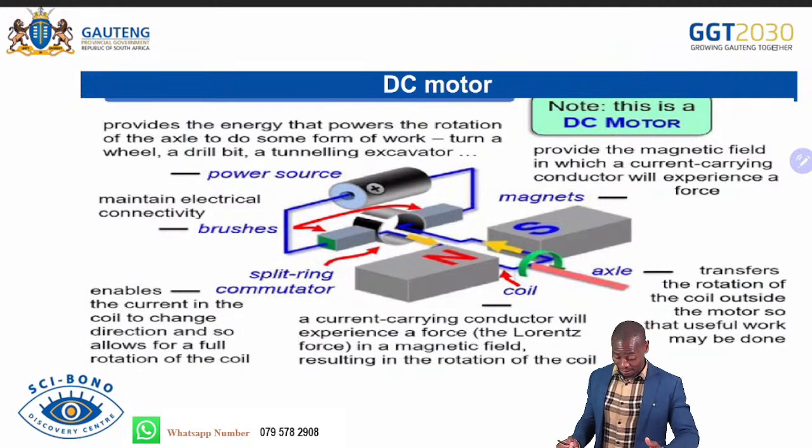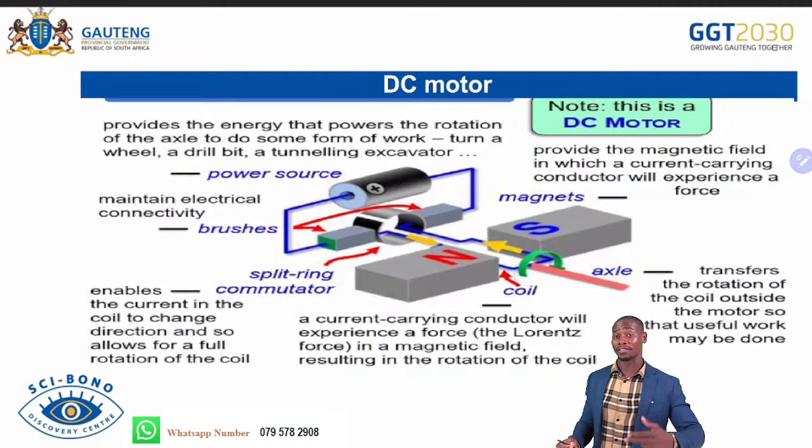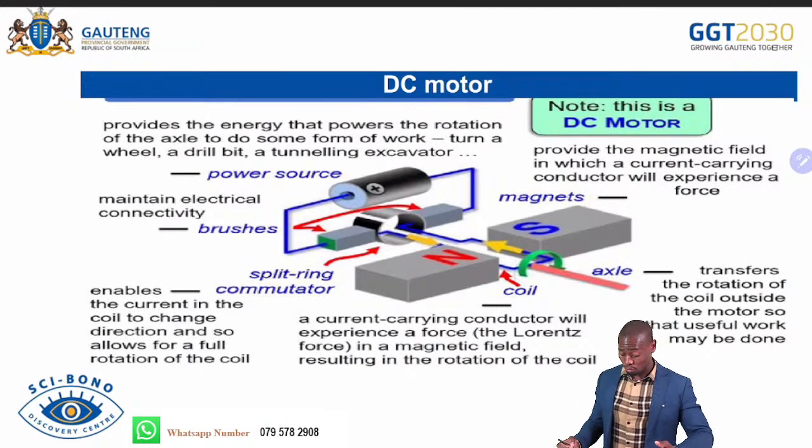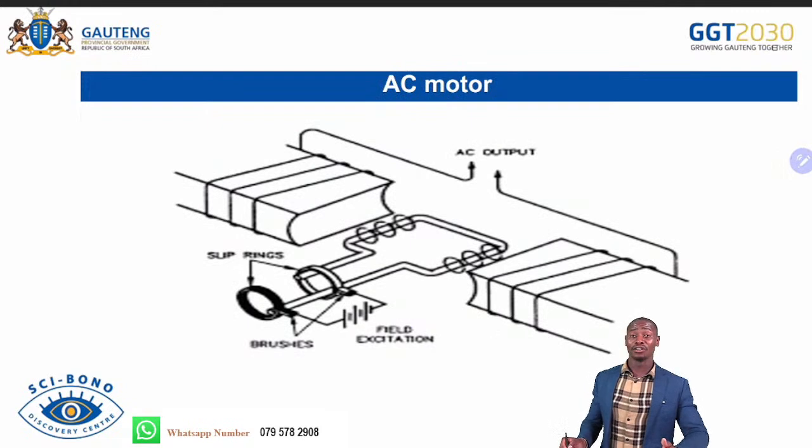Then a coil will experience a force. And what type of force is this one? It will be the magnetic force, and then the coil will start to rotate. All right. So that is motor effect. So to find the direction of rotation of the coil, whether the coil will rotate clockwise or anti-clockwise, Fleming's left-hand rule. All right. Then this is an AC motor.